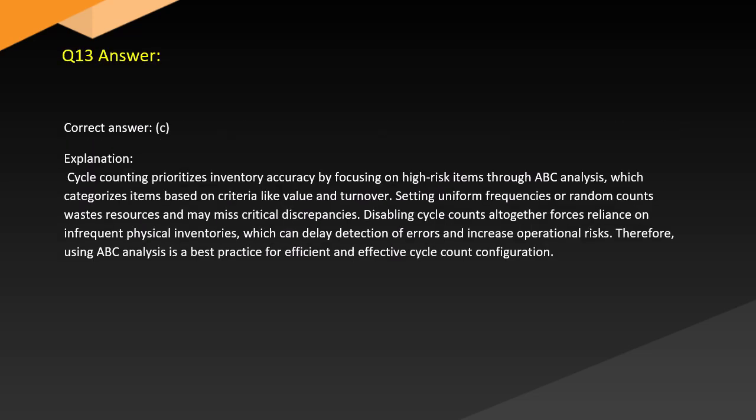Answer. Correct answer: C. Explanation. Cycle counting prioritizes inventory accuracy by focusing on high-risk items through ABC analysis, which categorizes items based on criteria like value and turnover. Setting uniform frequencies or random counts wastes resources and may miss critical discrepancies.